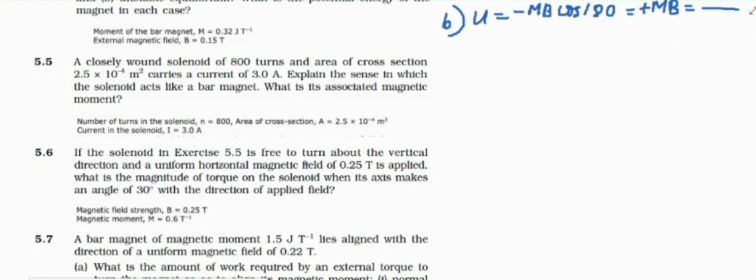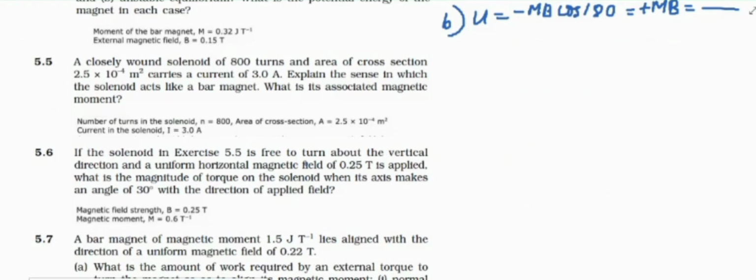So you need to explain how a solenoid becomes a bar magnet in the sense of magnetic field. Each turn produces magnetic field and all the turns have current in the same direction. All these fields are superposed, so that you get a resultant magnetic field similar to a bar magnet. So you need to explain that part.